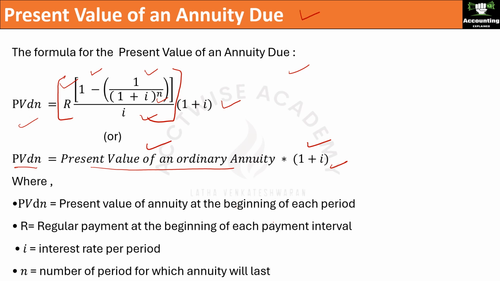Where PV_N is equal to the present value of the annuity, R is equal to the regular payment at the beginning of each payment interval, I is equal to the interest rate per period, and n is the number of periods for which the annuity will last.